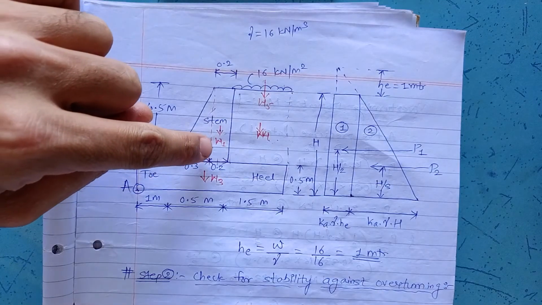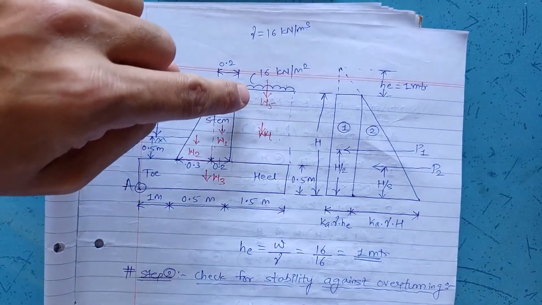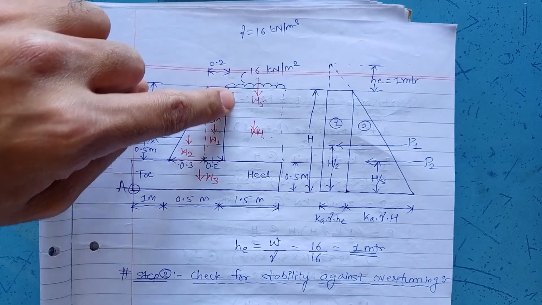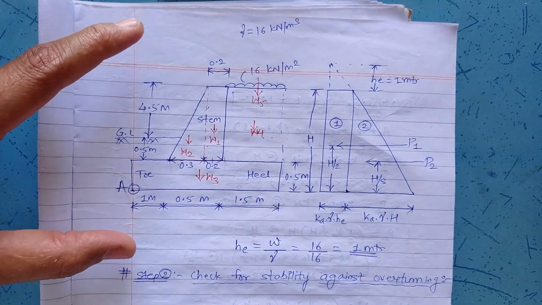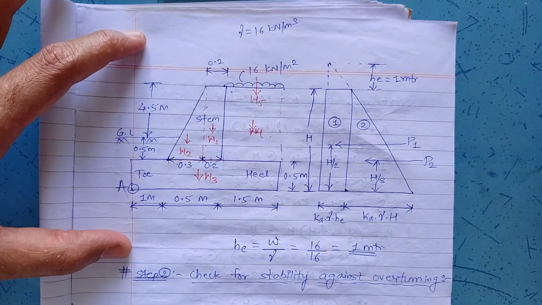Now please keep in mind W1, W2, W3, W4, W5. Now we will move towards step number 2, under that first one, check for stability against overturning. I hope that all of you have drawn this figure. Now we will move towards the next step.